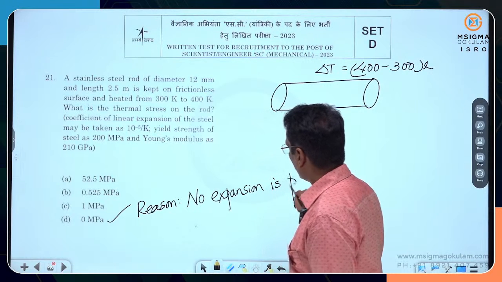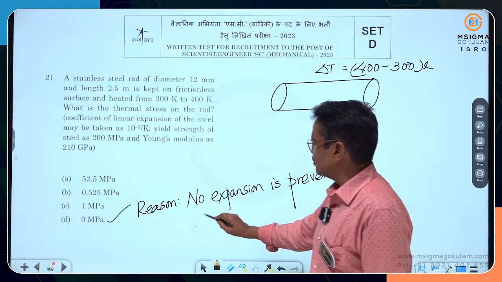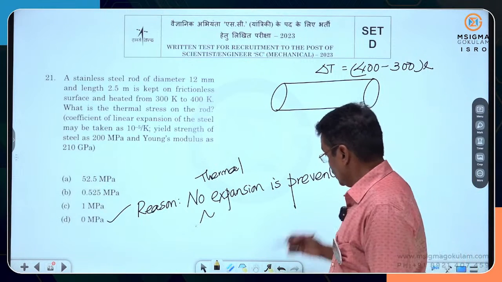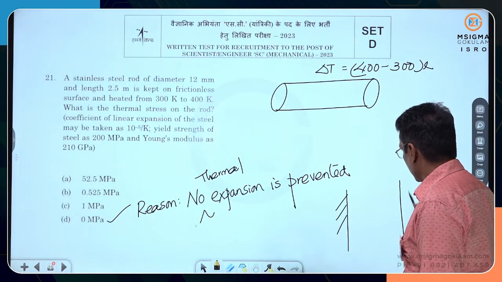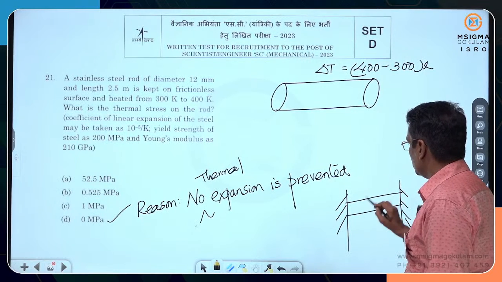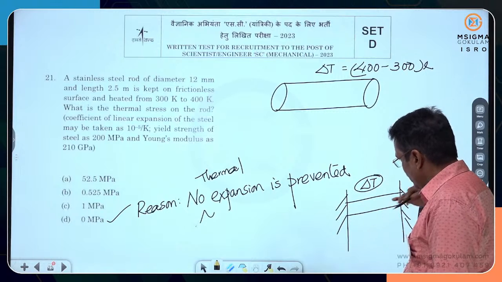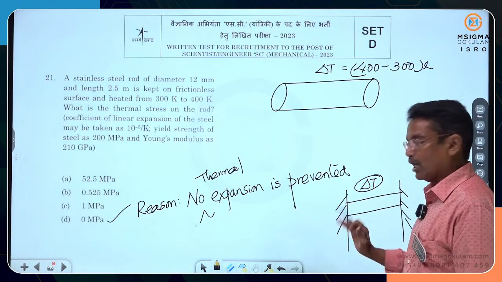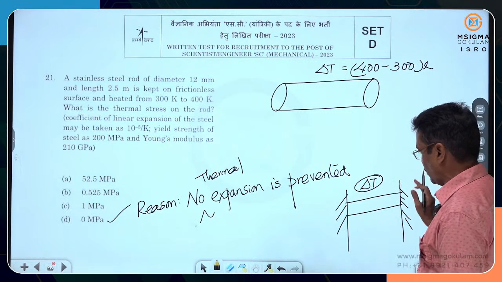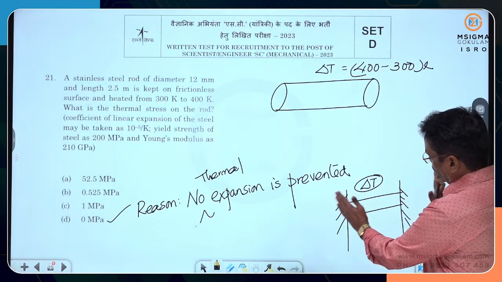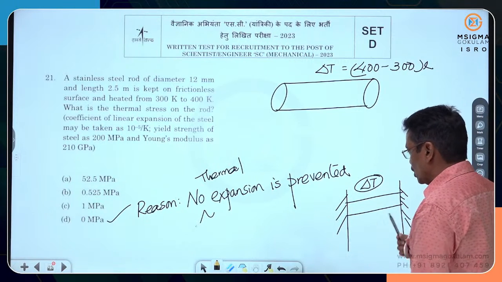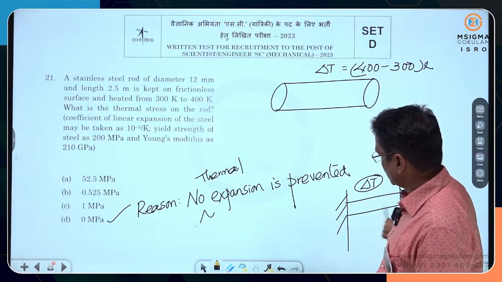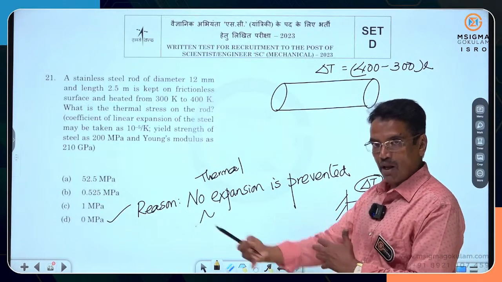No thermal expansion is prevented. So there is no stress induced. If the same question is asked like this, supposing there is a rod fixed between two walls, now we are raising the temperature, some delta T. Definitely the rod will expand, but the walls are preventing that expansion. The rod would like to expand, but the fixed walls prevent that expansion. Therefore, there will be a compressive stress. If delta T is positive, there will be a compressive stress induced if there is a rise in temperature.